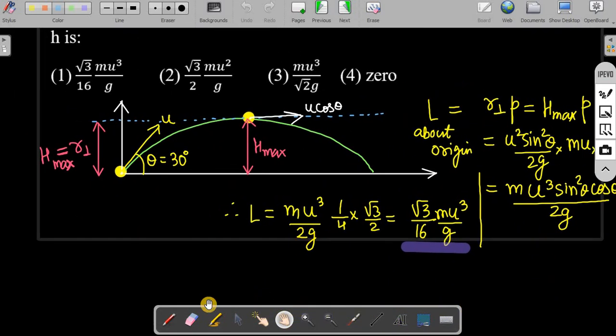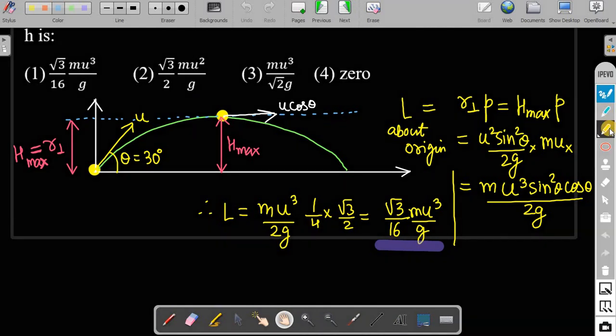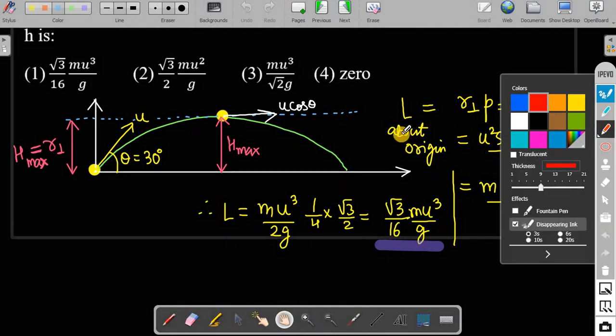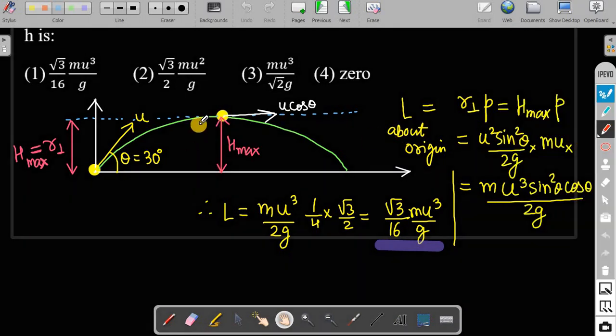Let's make this diagram. So in this diagram you see this h max, this is the maximum height h max, right? And then this is u, this is angle theta, okay? And at this maximum height, it has only horizontal speed u cos theta, vertical there is zero speed. So angular momentum about the origin is r perpendicular into p, right? R perpendicular means this is the line of motion. This line of motion, what is the perpendicular distance from here? That is r perpendicular. This is equal to h max.